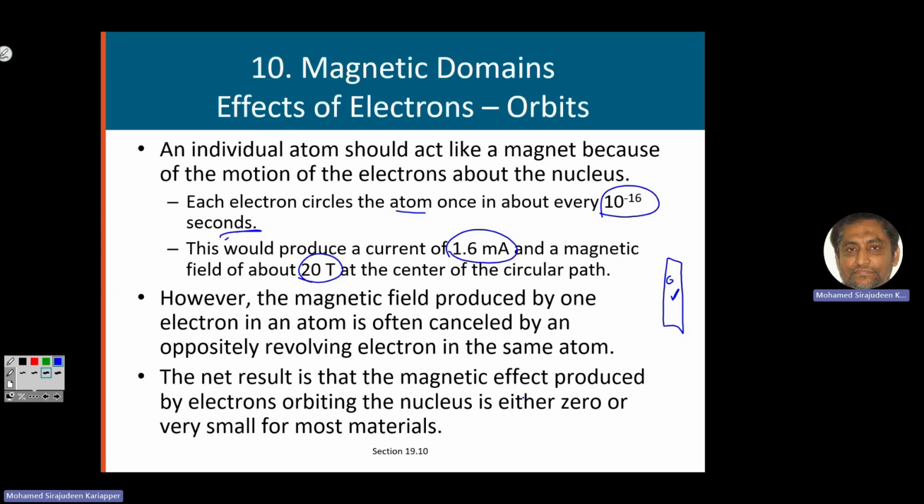What happens is, you don't have just one electron. There are many electrons, and they go around in arbitrary directions. So the magnetic field coming from one electron will cancel the magnetic field coming from another electron. So in general, the net result is the magnetic field will be 0 or very small for most material.